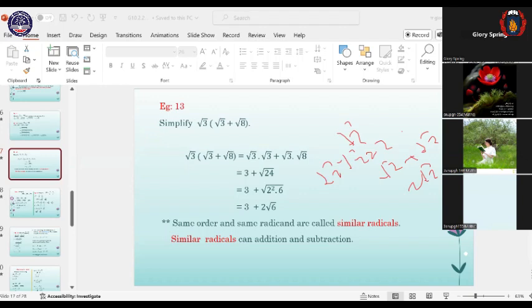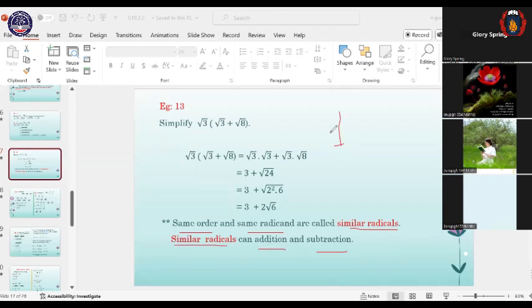Same order, same radical, we can get a solution. A similar radical, look over here, a similar radical solution. 2 root 7 plus 2 root 7 equals, that's we have a similar radical. And the group of us, we have a 2 root 7.